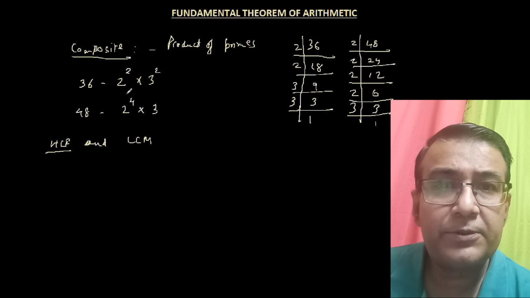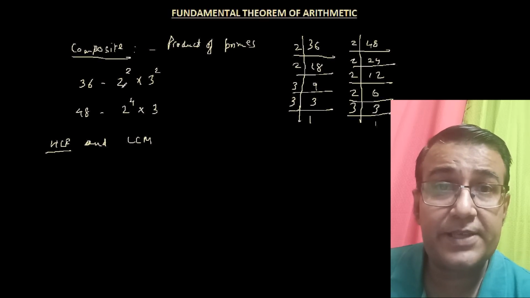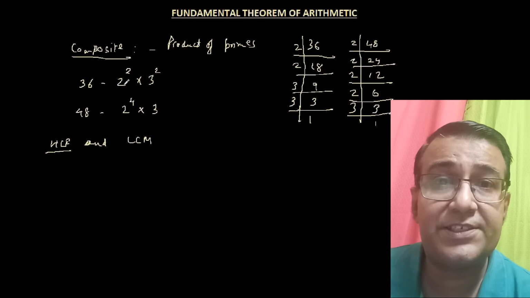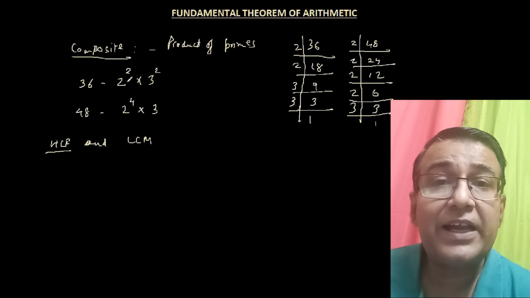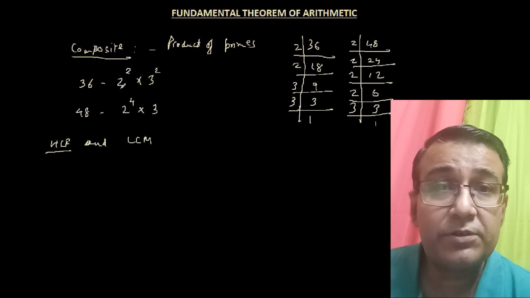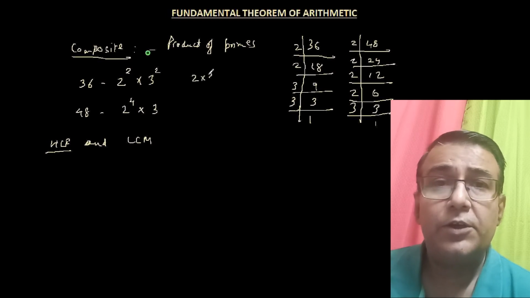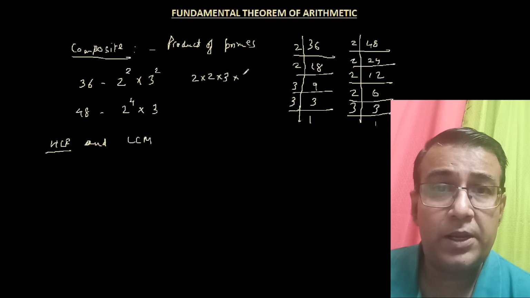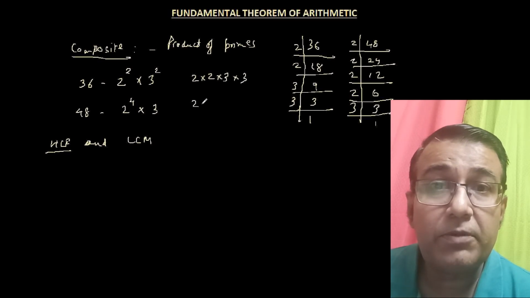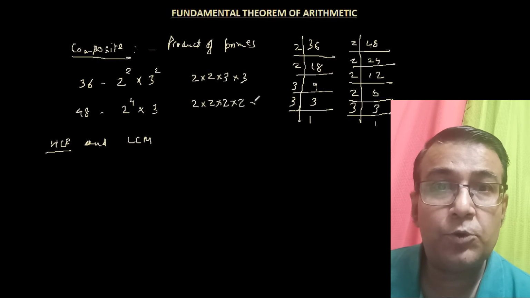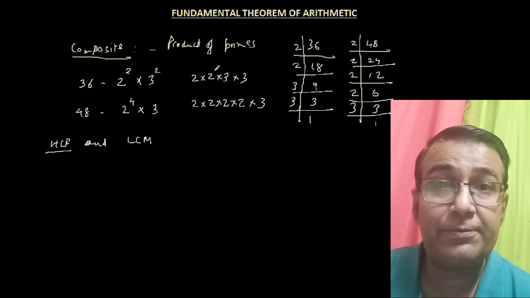Now how can the fundamental theorem of arithmetic be used to find the HCF and LCM of 2 or more numbers? Let us look at these two examples only, that we have got the numbers 36 and 48. So if we want to find the HCF and the LCM. Now as we see in the number 36, it can be written as 2 square times 3 square. So let me write it as 2 into 2 into 3 into 3. And same way the number 48 can be written as 2 into 2 into 2 into 2 into 3. So 4 times 2 times 3.